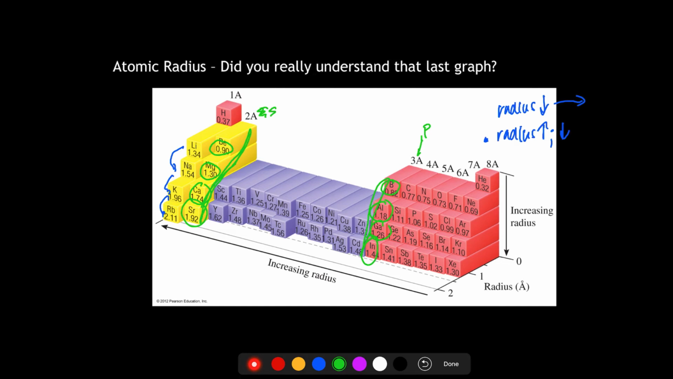Just enough that we see this little break in the trend, but then that trend rights itself as we move on to the next elements. Yes, does that make sense? Okay. In addition, we see another break in the trend here, and the explanation your book gives for that is great, in that we have singly filled P subshells.